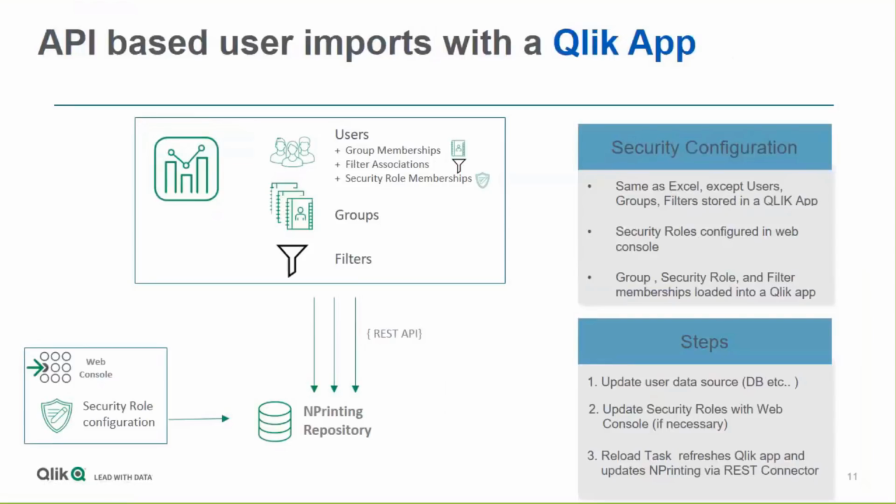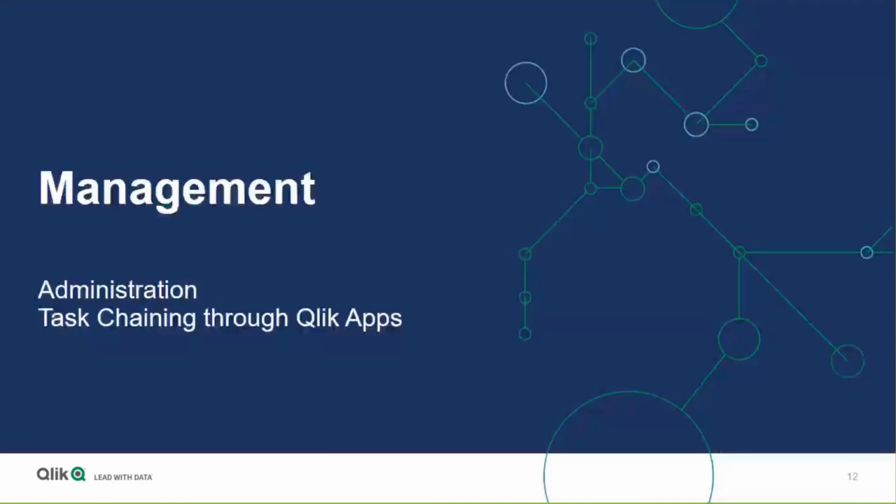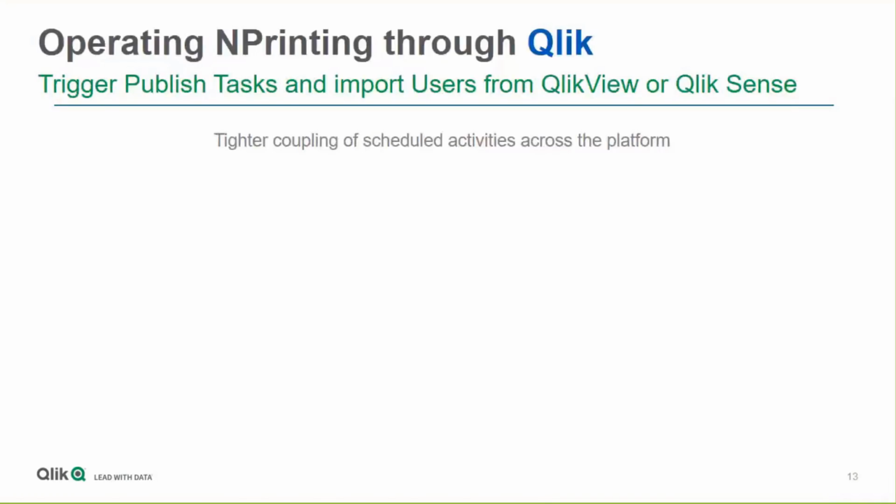So it is possible to load users and filters and data information into a Qlik application and then have it pushed into the NPrinting repository. Now, we cannot use a user import task to do that because that only supports Excel and LDAP. However, we can use the API to do this. And the way we're going to do it with NPrinting and Qlik is to couple the tasks together.